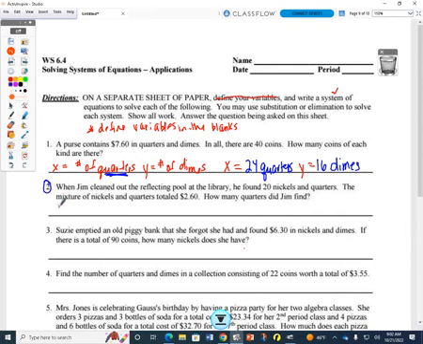When Jim cleaned out the reflecting pool of the library, he found 20 nickels and quarters. The mixture of nickels and quarters totaled $2.60. How many quarters did Jim find?